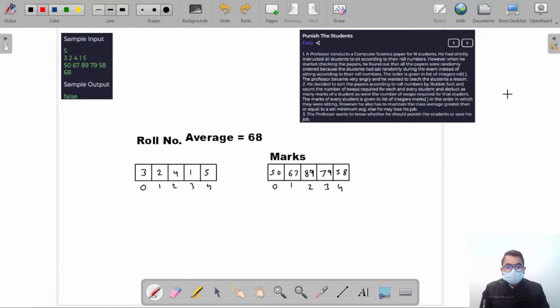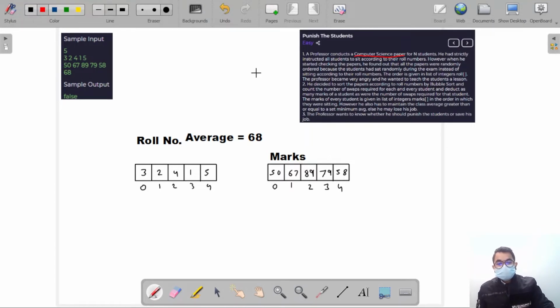So why bubble sort? Because he is a computer science teacher. And how do I know he's a computer science teacher? Because he has taken a computer science paper. So the professor has decided to sort all the papers according to roll number by bubble sort and count the number of swaps required for each and every student.